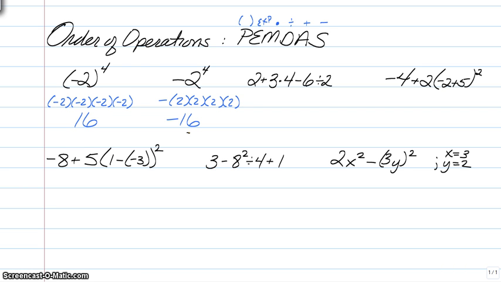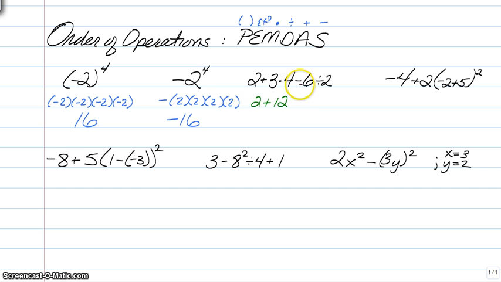So next example, remember we read left to right. So the first thing we do is look for parentheses. There aren't any, there's no exponents, but the first thing we get to is multiplication. So as we go across, the first thing we're going to see is we have a 3 times 4. So we have 2 plus 3 times 4, which is 12.